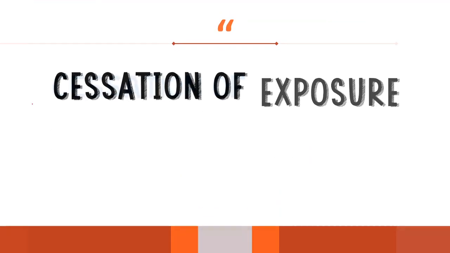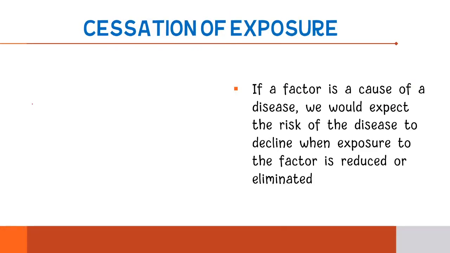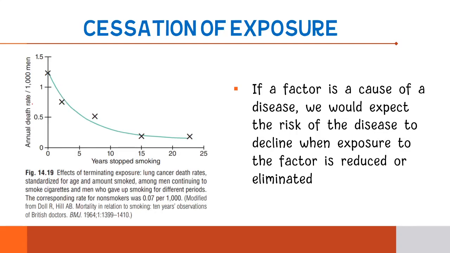Next is cessation of exposure. Now, if a factor is a cause of a disease, we would expect the risk of the disease to decline when exposure to the factor is reduced or eliminated. In terms of cessation of exposure, this could provide very helpful supporting evidence for us to conclude that there is a causal association. If we remove that exposure, does the number of people with the outcome also decline?